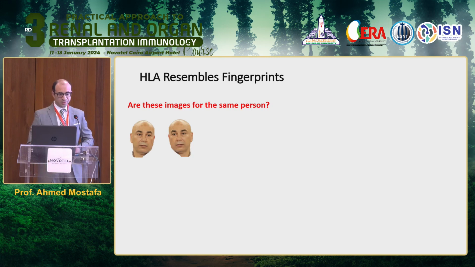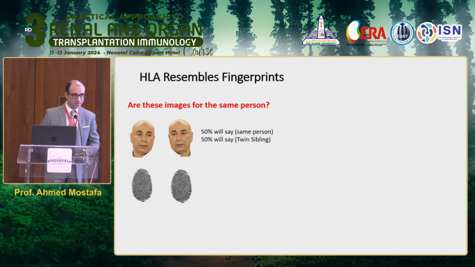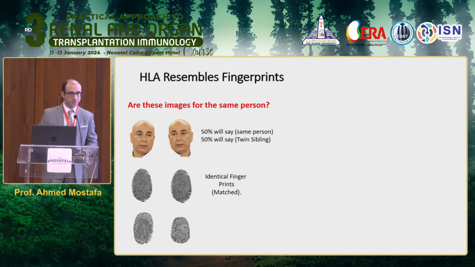If I ask you about this picture here, are these images of the same person? Some people will say, yeah, they are the same person. Some will say, no, this is Ibrahim, this is Hossein, and some will have no clue. But in order to know which one is which, you can do fingerprints. Although you are identical twins, your fingerprints will be different. So if we did fingerprints and they are the same, then they are the same person. But if they are different, then they are actually two identical siblings.